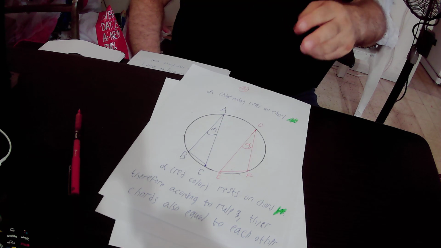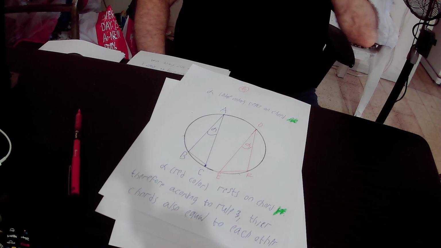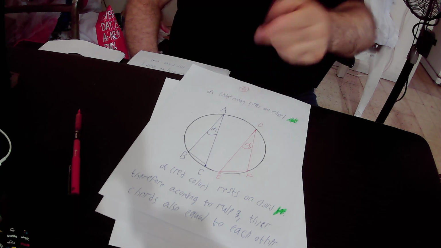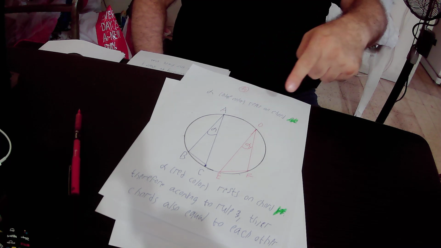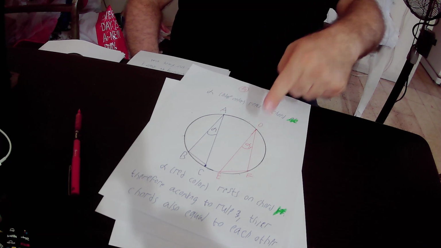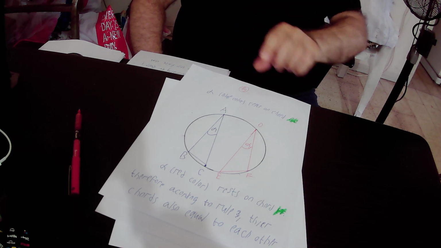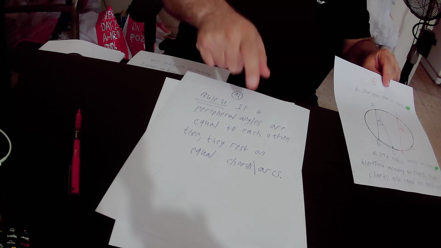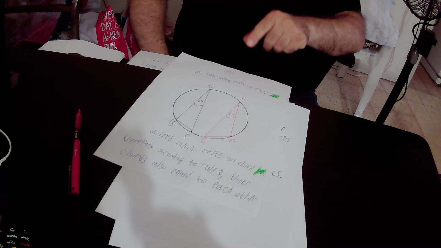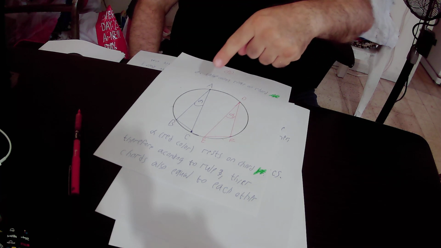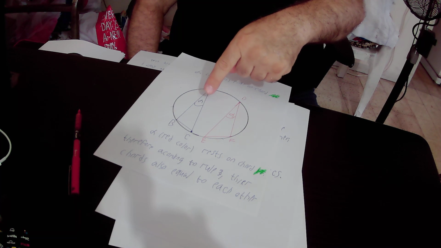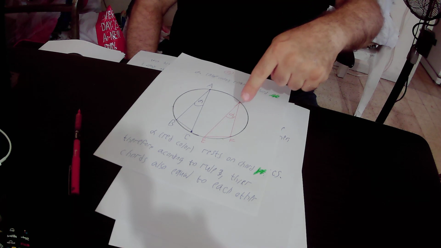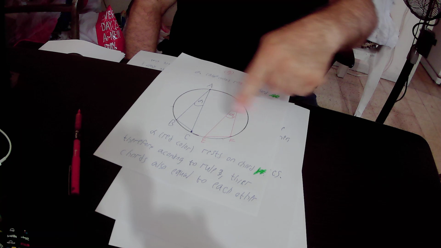If we have two peripheral angles that both equal each other, the blue peripheral angle equals alpha and the red peripheral angle also equals alpha. So if two peripheral angles are equal to each other, then they rest on equal chords. The blue alpha rests on chord BC, while the red alpha rests on chord EF.